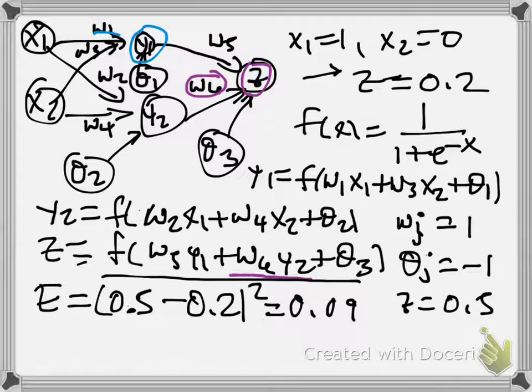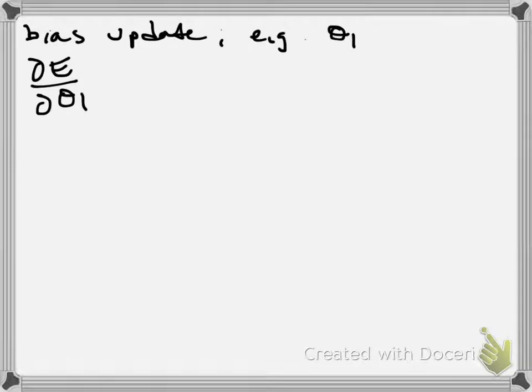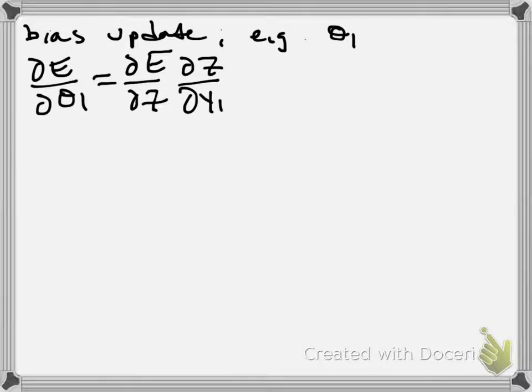Let's pick another color, maybe orange. So here, theta 1 bears upon y1. So we need to backpropagate from z to y1 and then see how theta 1 shapes y1. So our chain rule is going to go from the error to z to y1 to theta 1. So dE d theta 1 is just going to be dE dz times dz dy1 and then dy1 d theta 1.